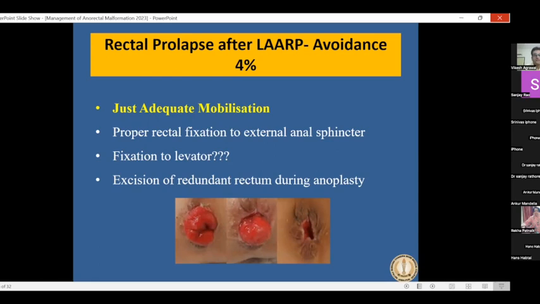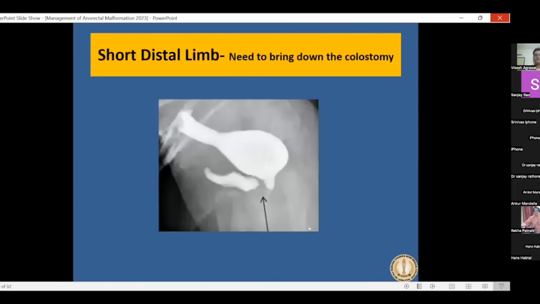Fixation to the levator has been offered by a few people, but we haven't found it advantageous, because if you have mobilized the rectum too much, then it is bound to prolapse. With this intervention, the concept of just adequate mobilization, we have been able to reduce our mucosal prolapse to 4% in a recent experience of 5 years.